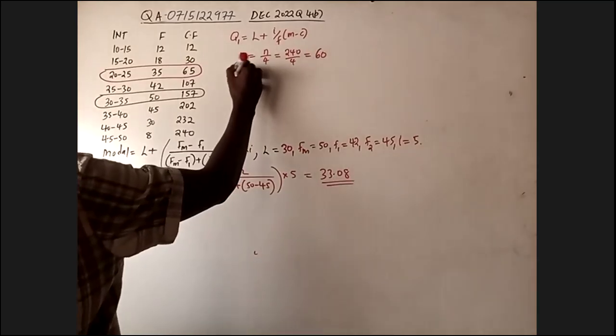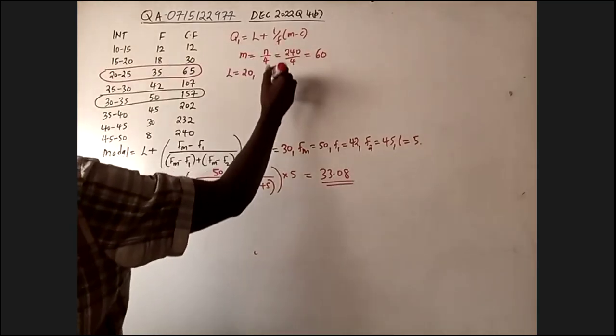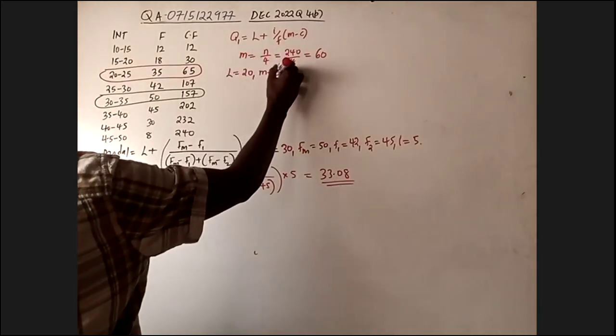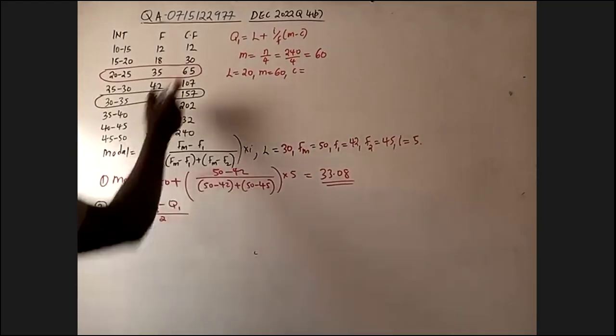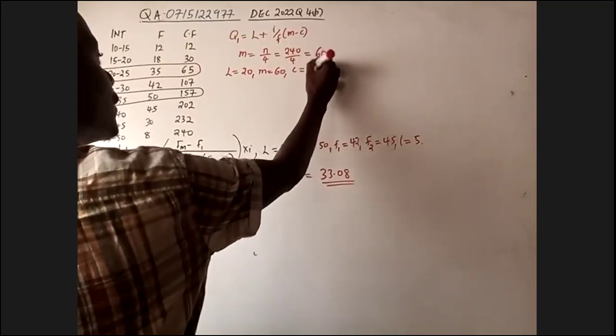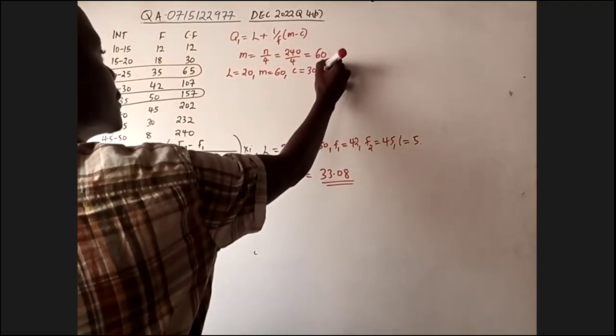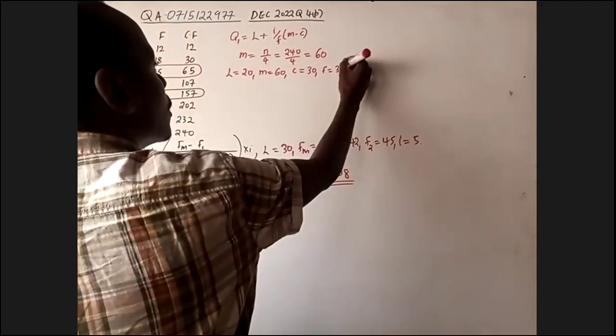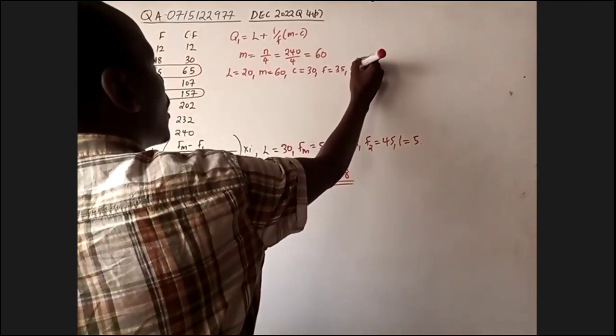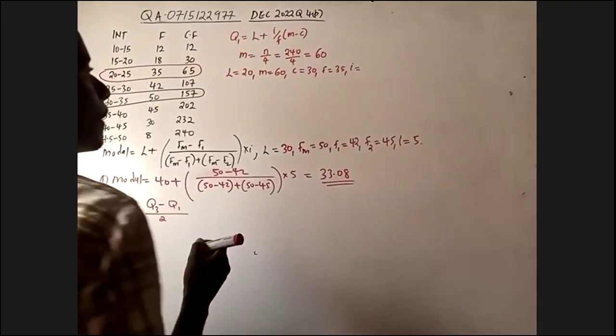Our M, you know, is 60. Our C is 30, the previous. Our F is 35. Our I is 5.